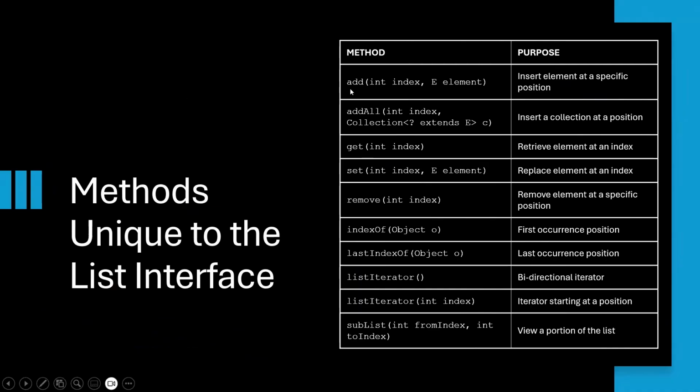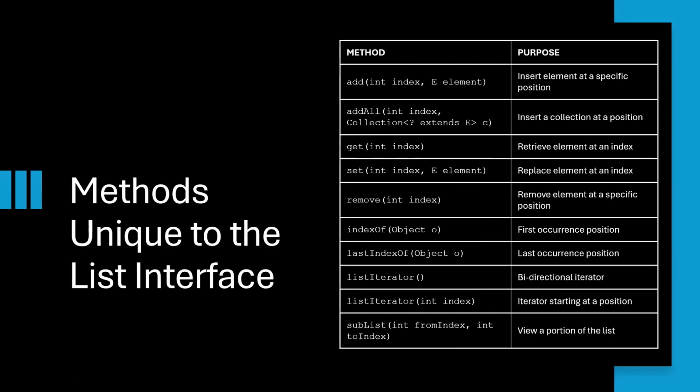So add is self-explanatory. You add an element to the list. AddAll is you take a collection of elements, add that to the list, and you add it at a specific position. Okay. Get is you can get by index. So you pass in the index, you get it at that index. Set is you set an element at that index. Actually, let me rephrase that. You replace an element at an index.